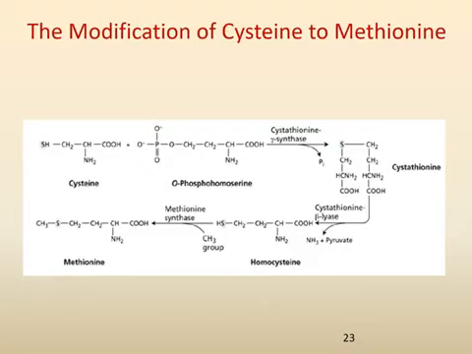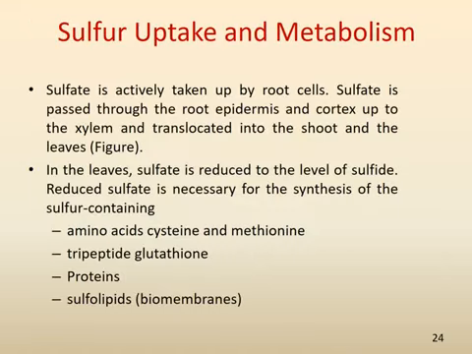Here is the pathway of modification of cysteine to methionine. Cysteine plus O-phosphohomoserine, with the help of enzyme cystathionine gamma synthase, will be converted into cystathionine. Cystathionine will cleave out a pyruvate plus NH3, and in the presence of enzyme cystathionine beta lyase will be converted into homocysteine. Homocysteine, with the addition of one methyl group in the presence of enzyme methionine synthase, will be converted into methionine.